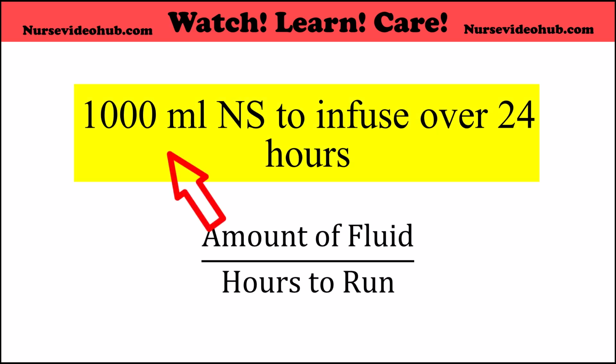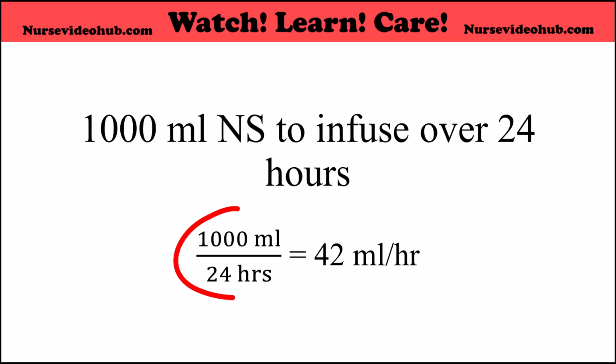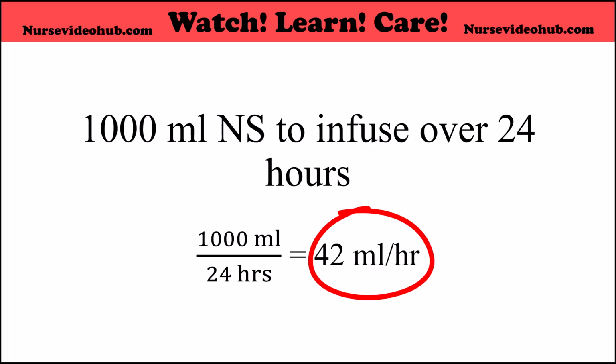The order reads 1,000 milliliters of normal saline over 24 hours. The total amount of fluid is 1,000 milliliters. You want to infuse it over a period of 24 hours. Plug the numbers into the formula. 1,000 milliliters divided by 24 hours equals 42 milliliters per hour.